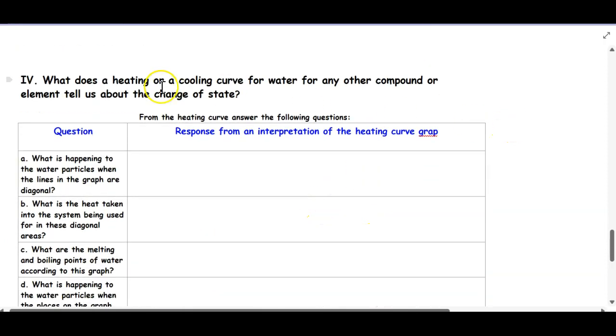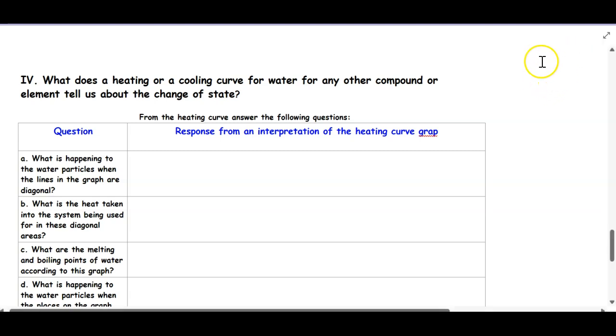Now, part 4 is, what does a heating or cooling curve for water or any other compound or element tell us? There are heating curves for elements. We just picked the easiest thing, which was water, because we see it in 3 states of matter routinely in our life. So we're able to generalize beyond water. What does it tell us about the change of state?